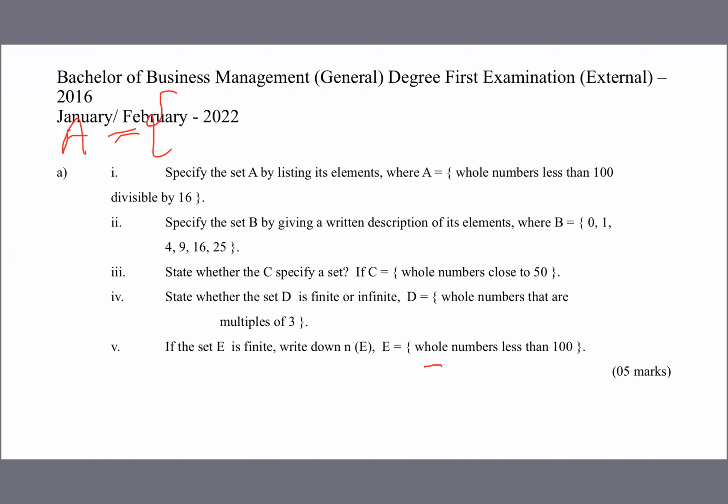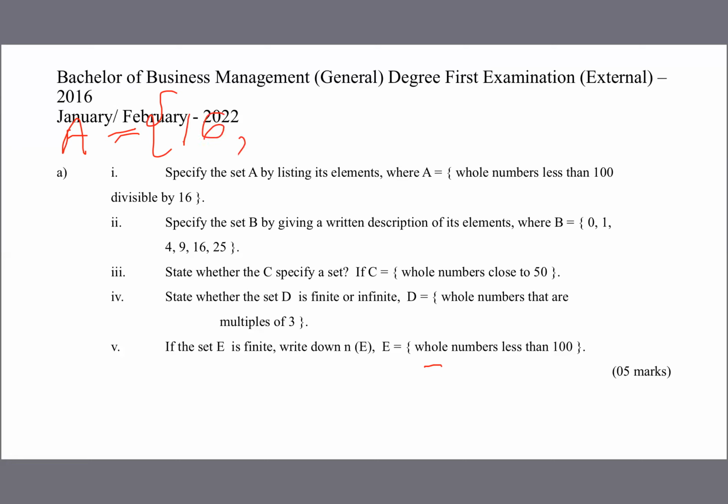That means, what's the starting number? Because it is divisible by 16, we need to start with 16. Then you need to add another 16 one by one. So the starting number is 16.